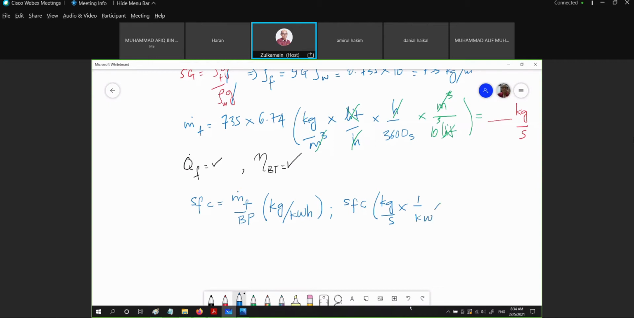So apa kita buat? Kita nakkan hour di bawah. So 1 hour is equivalent to 3600 second. Baru kita dapat kilogram per kilowatt hour. Second dengan second. So kita ada factor of 3600 di sini. So this value of M dot F divided by BP, kita kena kalikan dengan 3600, baru kita dapat nilai dalam unit kilogram per kilowatt hour.